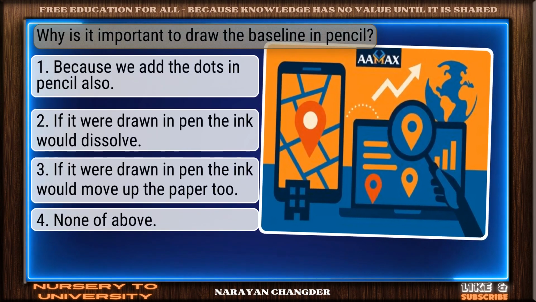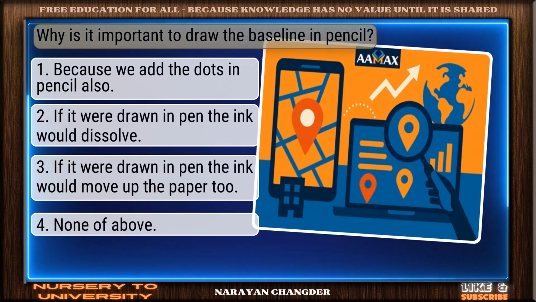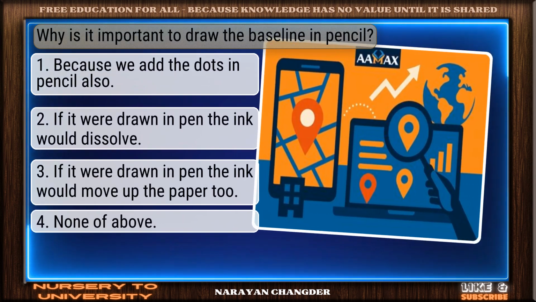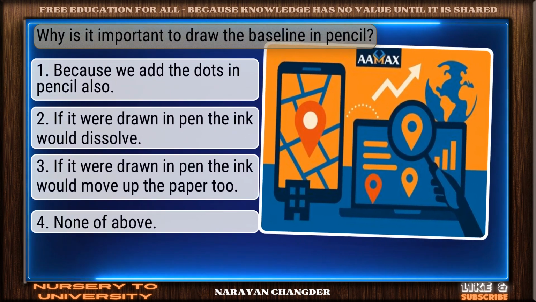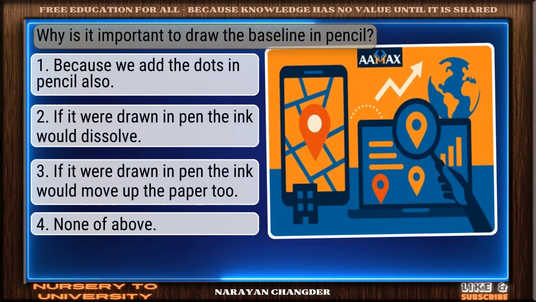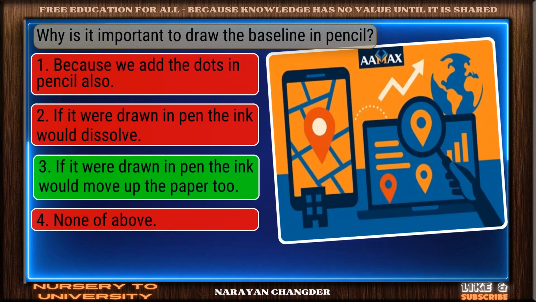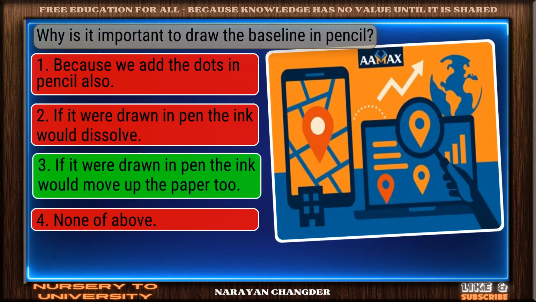Why is it important to draw the baseline in pencil? Option 1. Because we add the dots in pencil also. Option 2. If it were drawn in pen, the ink would dissolve. Option 3. If it were drawn in pen, the ink would move up the paper too. Option 4. None of above. Good job. If it were drawn in pen, the ink would move up the paper too.